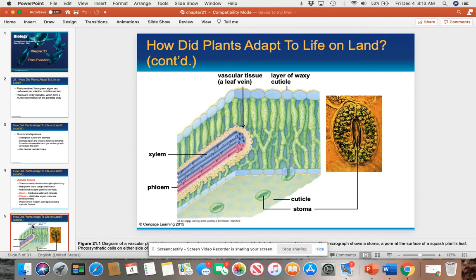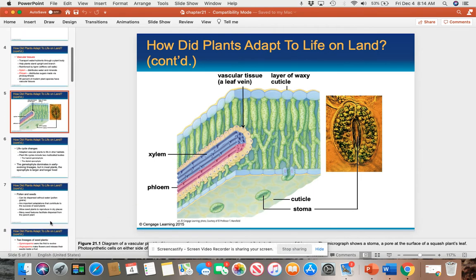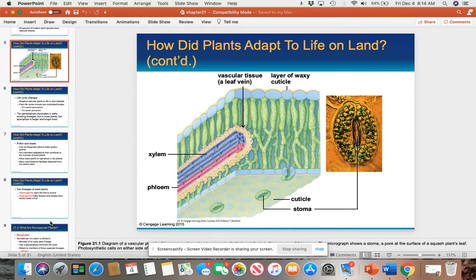So if we look at the cross section of a leaf, we'll notice the vascular tissue, these veins, xylem and phloem. And then on your leaves, of course, you have stoma and many stomata, which are openings that allow the gases carbon dioxide and oxygen to be released.